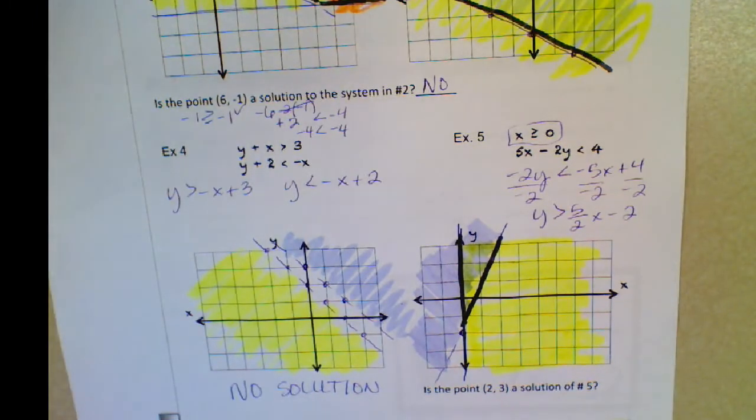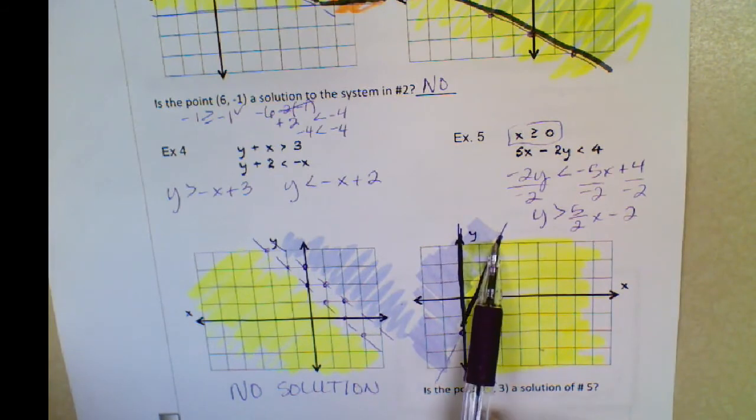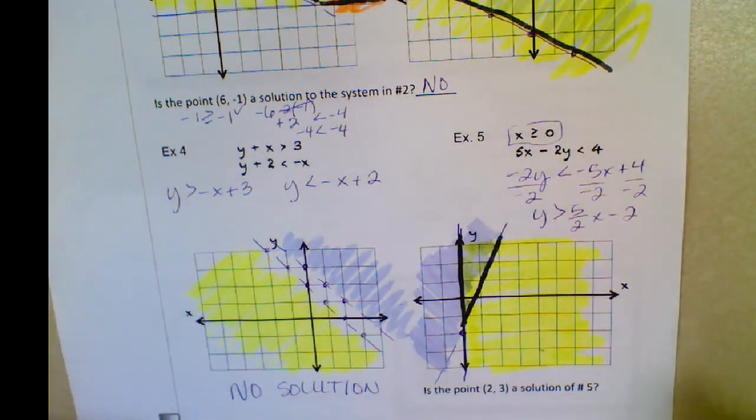And check to see if 2, 3 is a point. So 2, 3 would be over 2, up 1, 2, 3. So that's on my dashed line. So that's not going to be a solution.